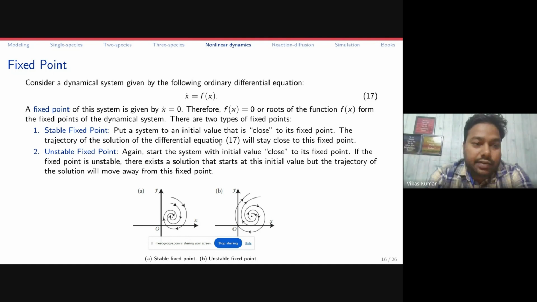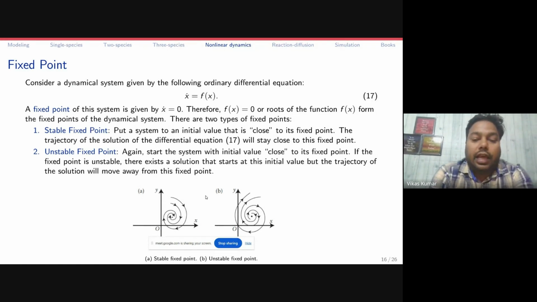So there is a concept of fixed point. If you take the right side f(x) as 0, then you have x dot as 0. So you are able to find some values of x for which f(x) equals 0. We call it a fixed point. From the dynamics point of view, we have two kinds of fixed points: stable fixed point or unstable fixed point. Here you can see a stable fixed point.